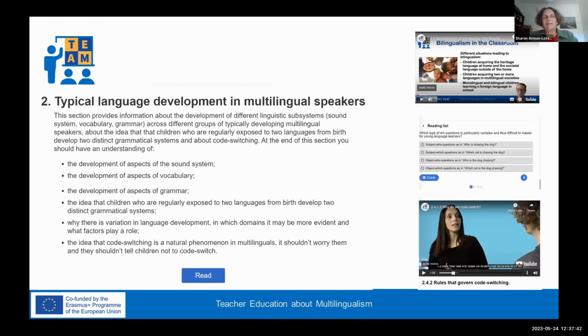The second topic is typical language development in multilingual speakers. And again, there are the goals or learning outcomes. And there are some screencasts, like the example I've put here, with special implications for the classroom, quizzes accompanying them. And here you can see at the bottom an interview with Dr. Armon, whom we've heard earlier, if you were here earlier, talking about code switching, explaining the motivation for code switching.